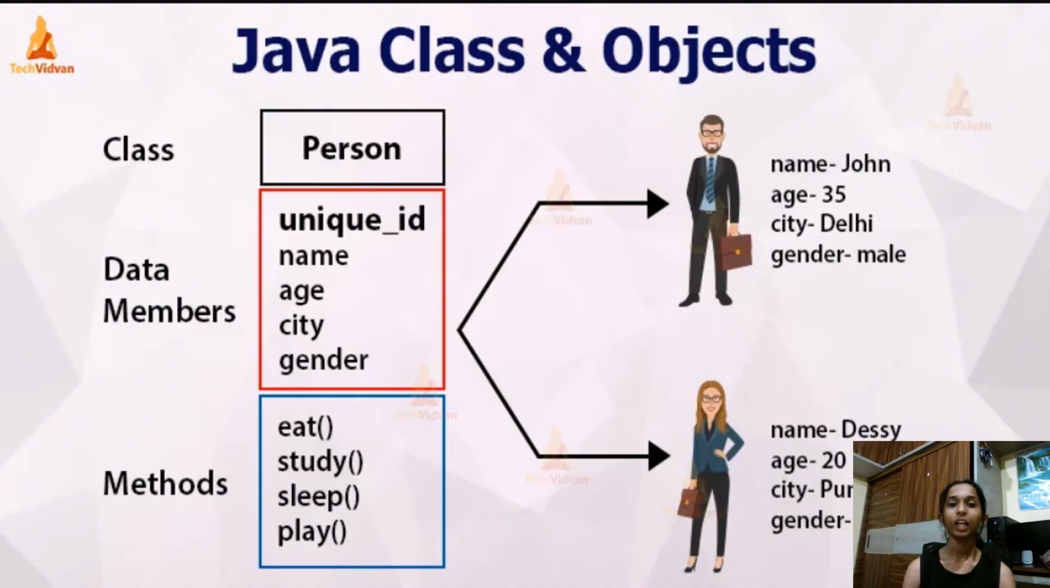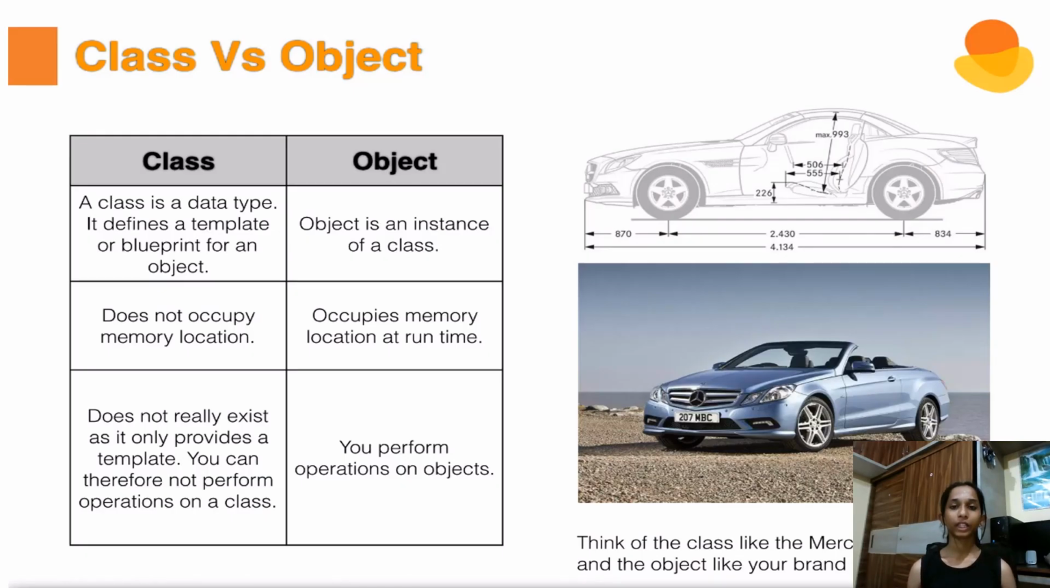Let's understand the concept of classes and objects clearly with this example. Here Person is the class, whereas unique ID, which contains name, age, city, and gender, comes under data members, and eat, study, play, and sleep come under methods. Coming to the difference between class and object: a class is a data type. It defines the template or blueprint of an object, but an object is an instance of a class. A class does not actually occupy a memory location, but objects occupy a memory location at runtime.